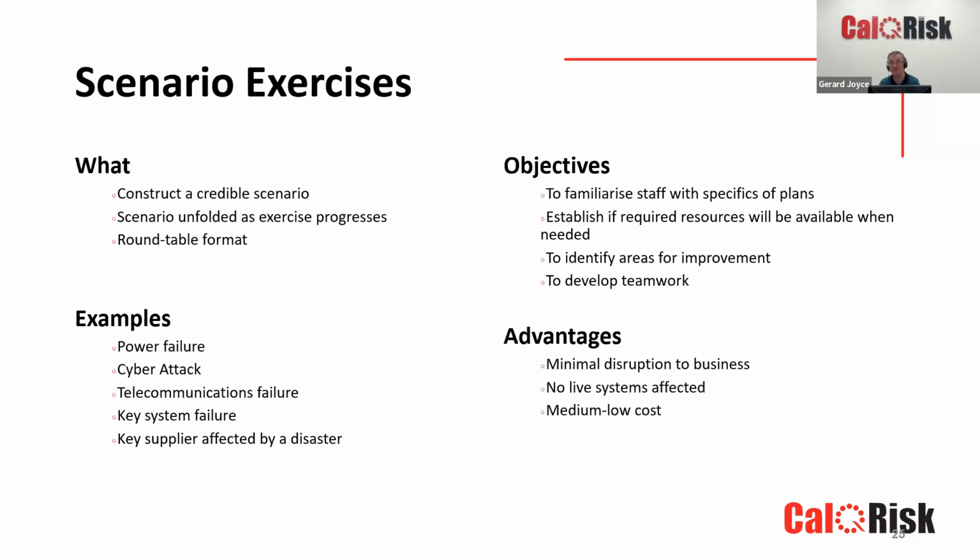Are the resources available when you need them? Maybe a key person, and you can do this, and we've done it. You pick 2 people who say you're not available. You can sit in on the table, but you're only there to observe and see if the organization can survive while you're on holidays in Tenerife. But you will identify areas for improvement. Absolutely. It'll be a poor exercise that doesn't identify at least 10 things that you can improve.